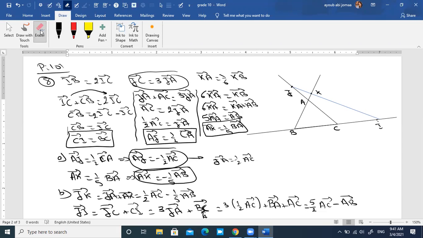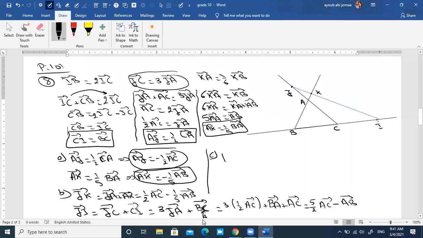Okay, the last part. Part C: deduce that I, J and K are collinear. How can you prove that I, J and K are collinear? Deduce. May I tell you? Yeah, start.